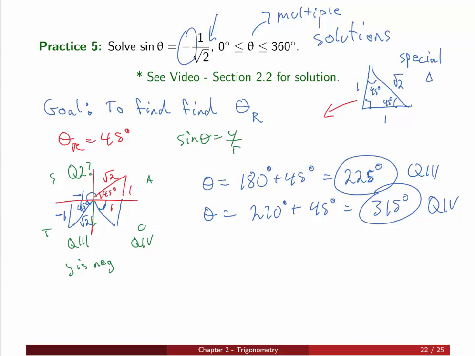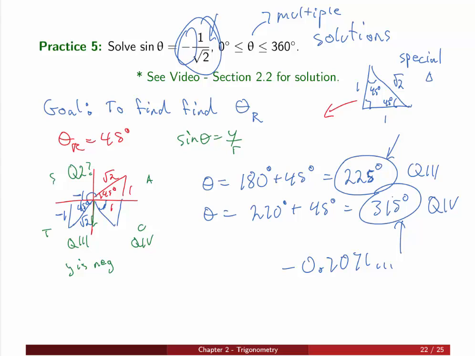I want you to check right now. Go on a calculator and plug in 225 and 315. You're going to get a decimal expansion of roughly negative 0.7077071... Then plug this in and you realize that your decimal expansion is the same.